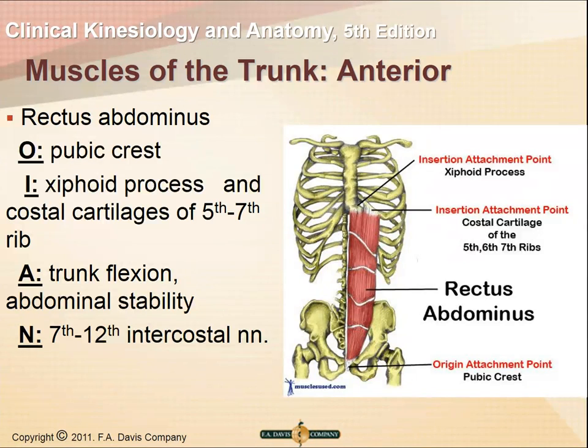Moving on to the muscles of the trunk, if we're starting on the anterior portion of the lumbar spine, we're going to start with the rectus abdominis. Our origin for this muscle attachment is our pubic crest. Our insertion is the xiphoid process, as well as the costal cartilages of ribs 5, 6, and 7. Its action is to flex the trunk, and it provides stability to the abdominal area. So essentially it provides stability to our lumbar spine. And it's going to be innervated by our 7 through 12 intercostal nerves.